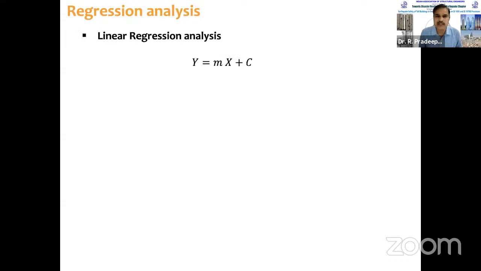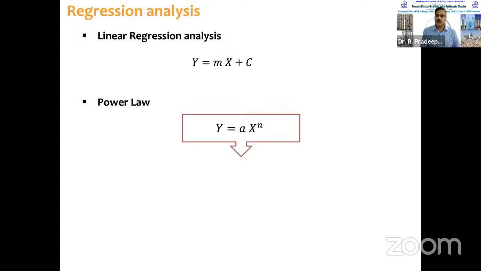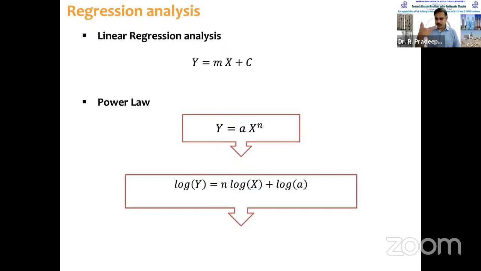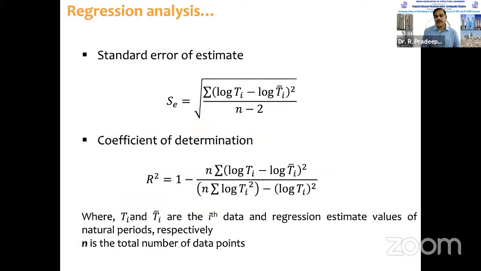A simple linear equation is y is equal to mx plus c. But usually, world over, natural periods are worked out using a power law. Y is equal to a, that is a coefficient, x, that is a parameter, raised to the power n. So you convert the same thing. Take log on both sides, you get this expression. And then we did the same thing, and we estimated the standard error and the coefficient of determination.